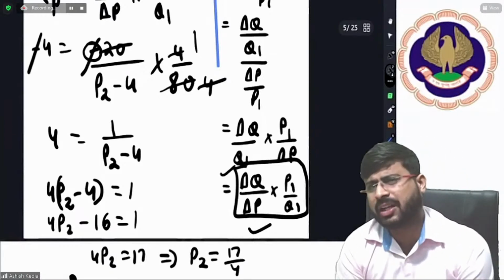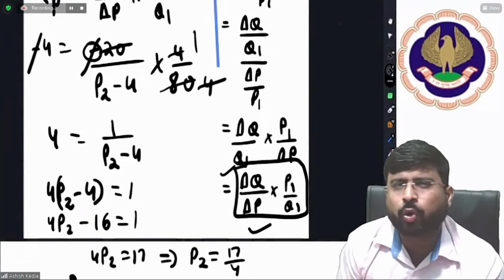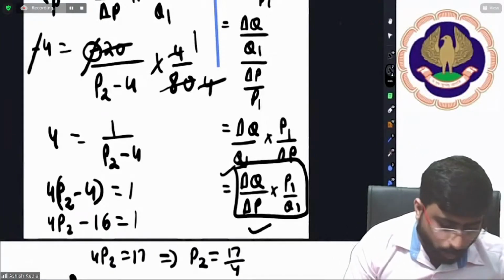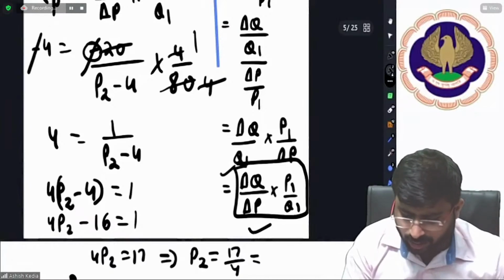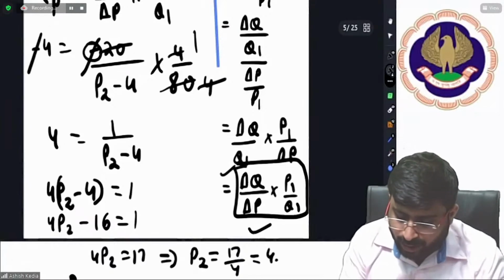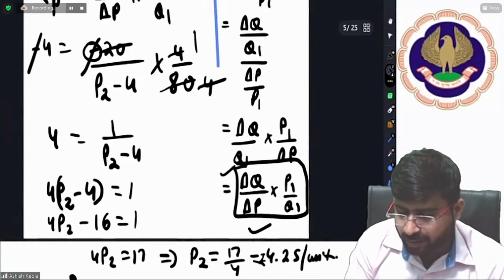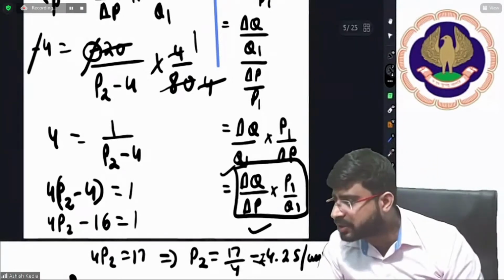So if you solve 17 by 4, you will end up with 4.25, I believe. You can clearly check it. So it will be around 4.25. So the new price will be rupees 4.25 per unit. And that's what our answer is going to be.